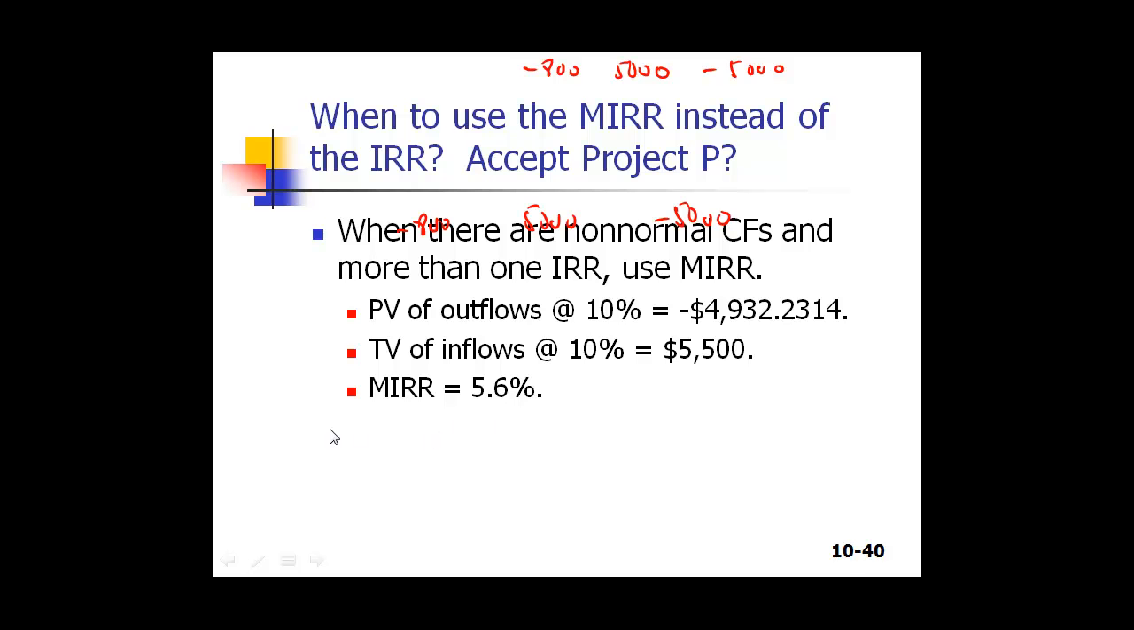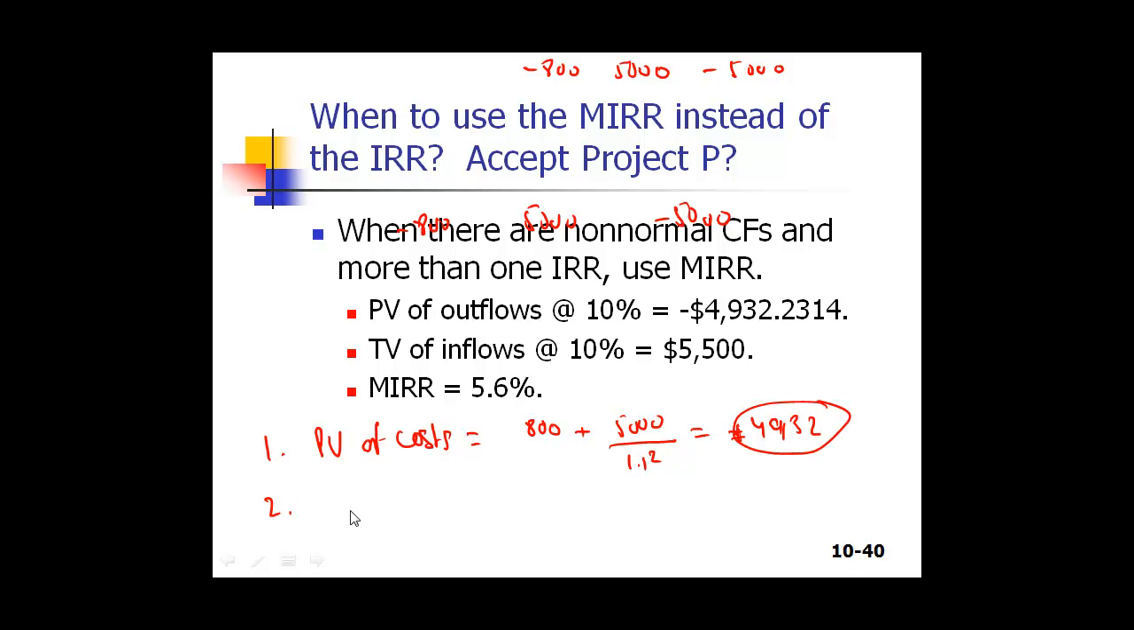Okay. So what is step one with MIRR? It's the present value of all your costs. What's the present value of the costs? Your cost is 800, initial cost. And your other cost was 5,000 after 2 years. So your cost is 4,932. Okay, so the cost is 4,932.